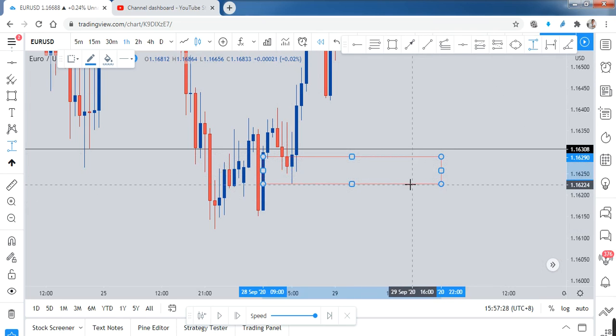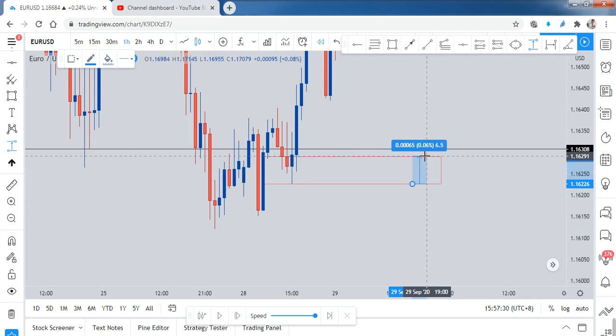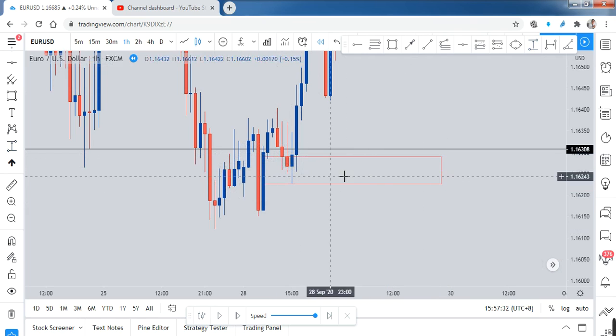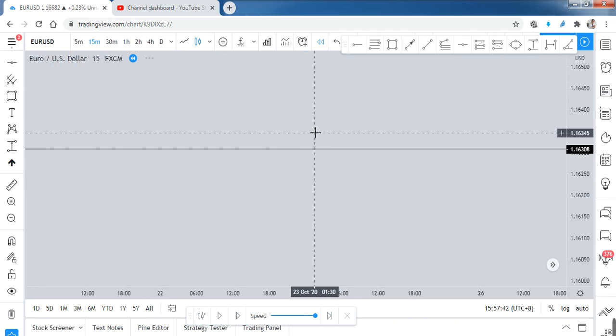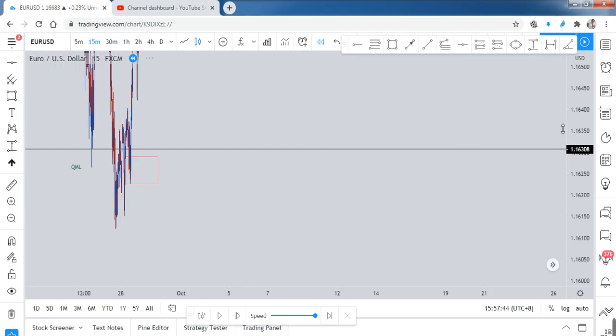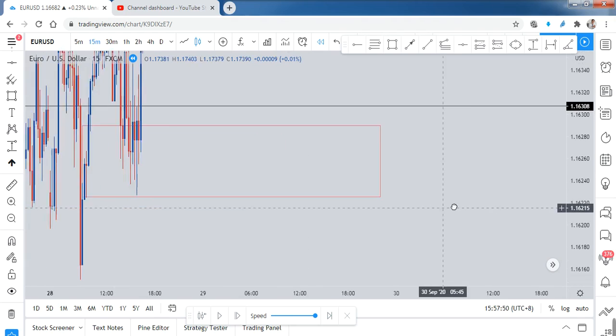I might reduce it to this range, which is around 6 pips plus. Yes, 6.5. This is the only chance I can reduce it, but this is not really that fresh. So let's go into 15 minutes and see, is there anything inside the box? This is how I do my sniper entry. I fix a box and then look for something inside the box.